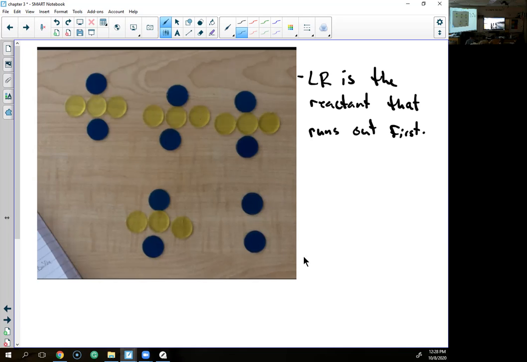Okay, so from this picture, what reactant ran out first? All right, we ran out of oxygen. Because look, there was still plenty of aluminum to go, but I didn't have the 3 oxygens. The oxygen was the limiting reactant. So what would you guess we would call the other thing?